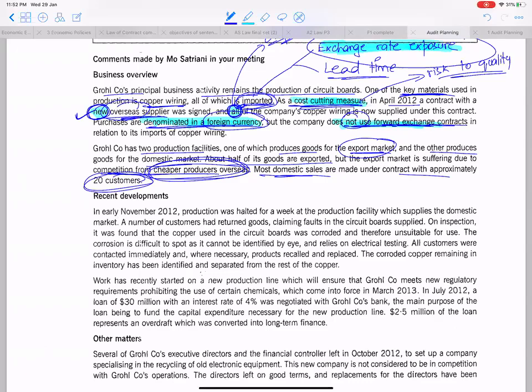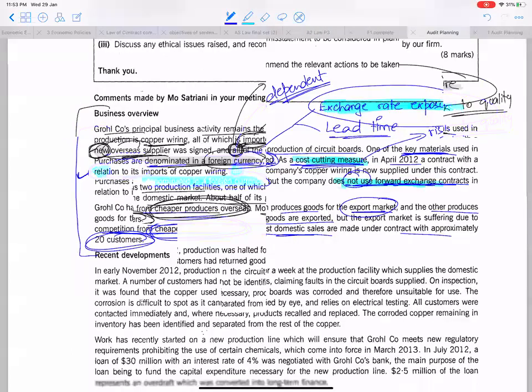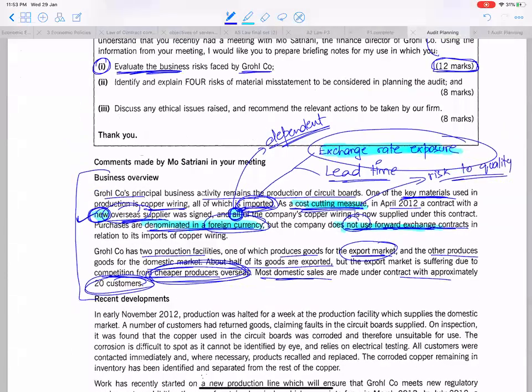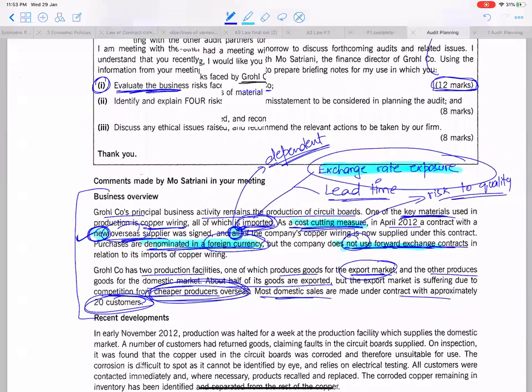Now, again, you can argue that 20 customers means a very small customer base. In case of any issue, if you lose any of the customers, it would be very dangerous for the company. Okay? Now we have read the start of this question. Let's write some risks and see where we stand, whether we can write any point or not. Let's start and write some points.